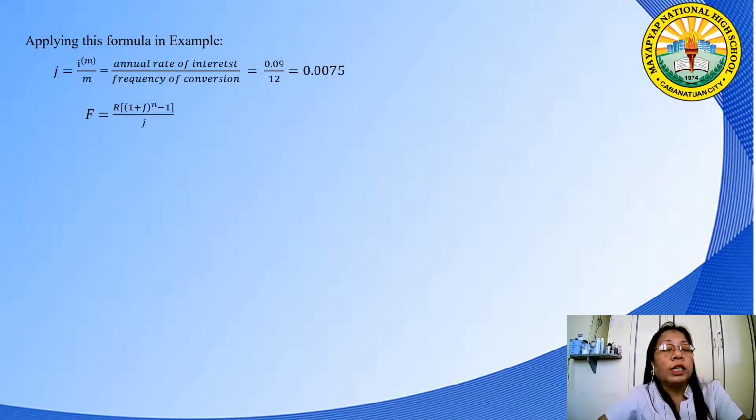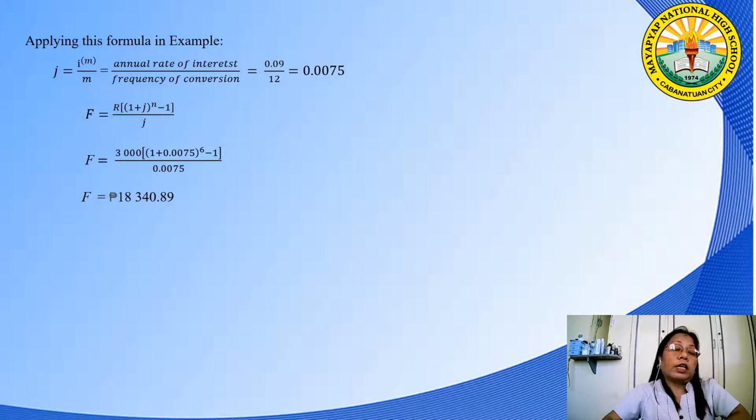To solve the problem, you just replace the given factors in the formula. So F equals 3000 times the quantity 1 plus 0.0075 raised to 6 minus 1, divided by 0.0075. So F, or the future value, is 18,340.89.